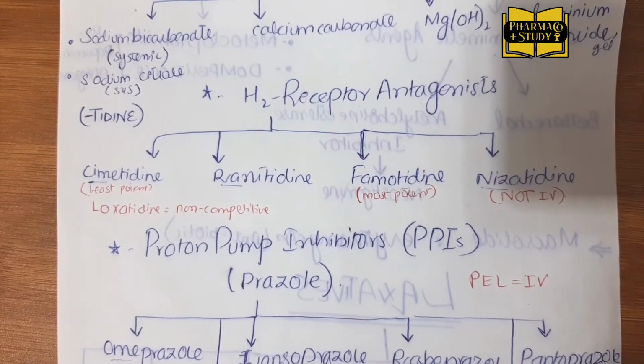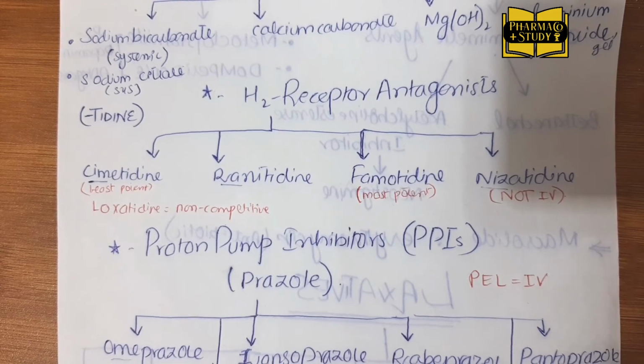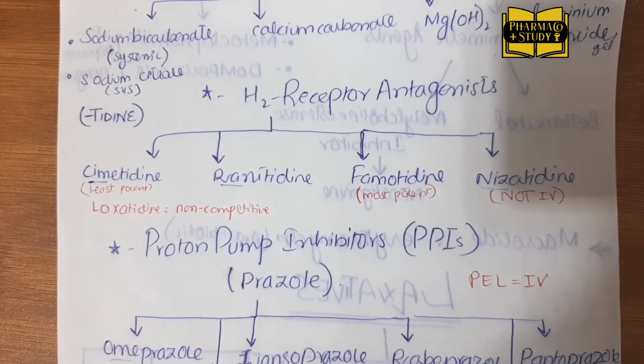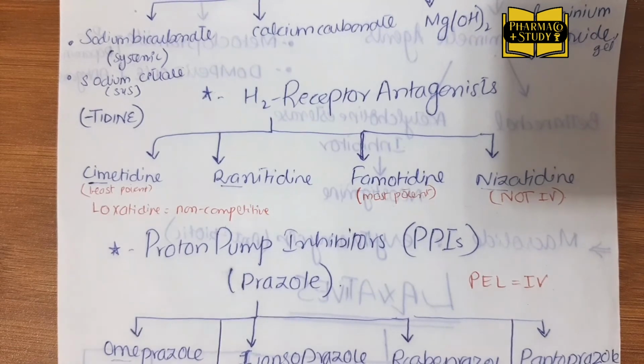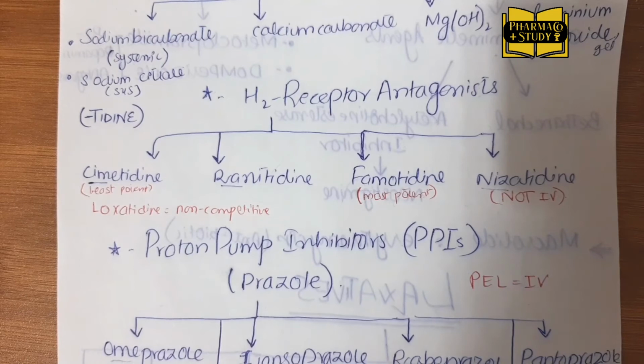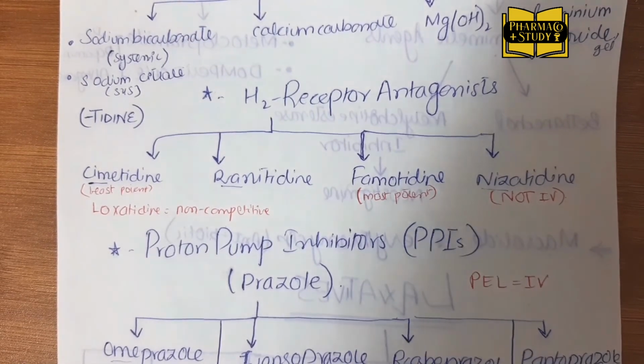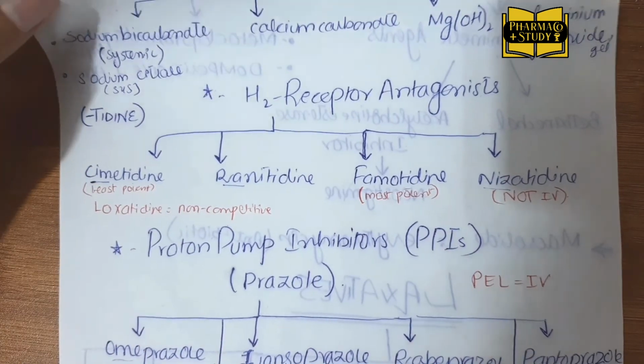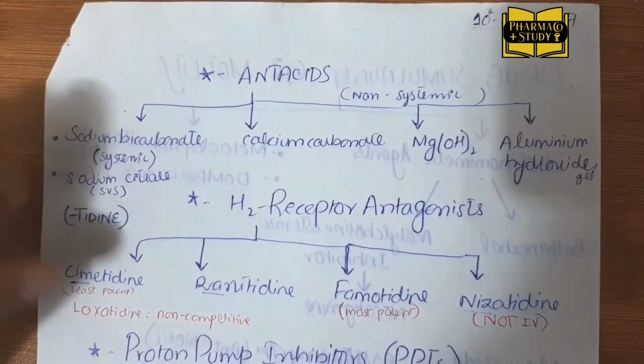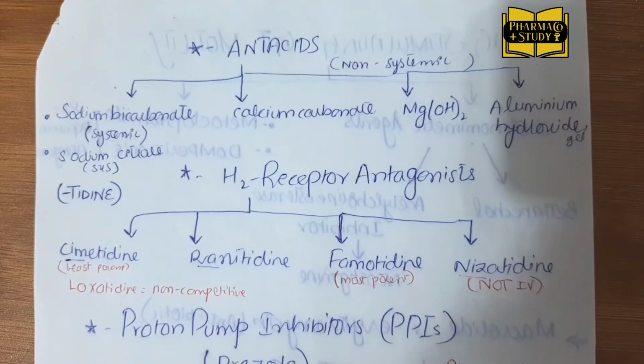So when this pump is inhibited, the hydrogen ion will not get secreted, and the combination formed from the secretion of hydrogen and chloride will not result. When the hydrogen is absent, the chloride alone will not form the acid. So this is how the secretion of acid is decreased. So this is all about the antacids. What are the antacids? Antacids, H2 receptor antagonists, PPIs, and the mucosal protective agents. So this is all about the classification. We will discuss all of the drugs in detail.